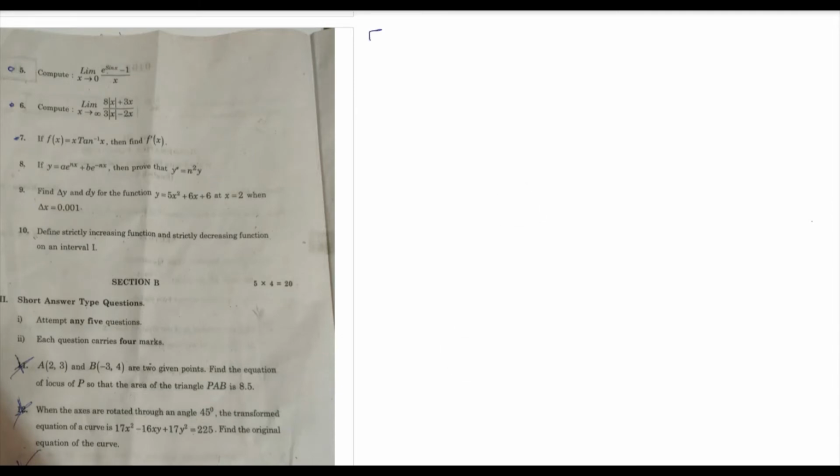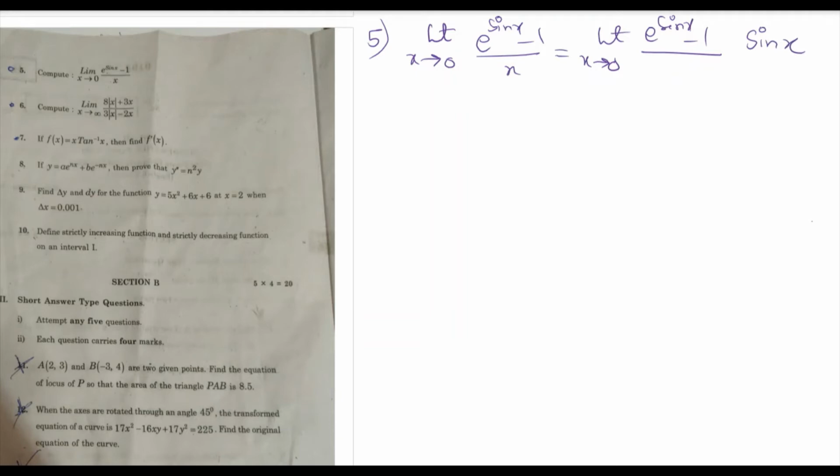Next is fifth question. Limit x tends to 0, e power sin x minus 1 by x. I can write it as limit x tends to 0, e power sin x minus 1 by, multiply and divide with sin x on numerator and denominator. So sin x by sin x here, and write this x for sin x. Applying limit x tends to 0, e power sin x minus 1 by sin x into limit x tends to 0, sin x by x.